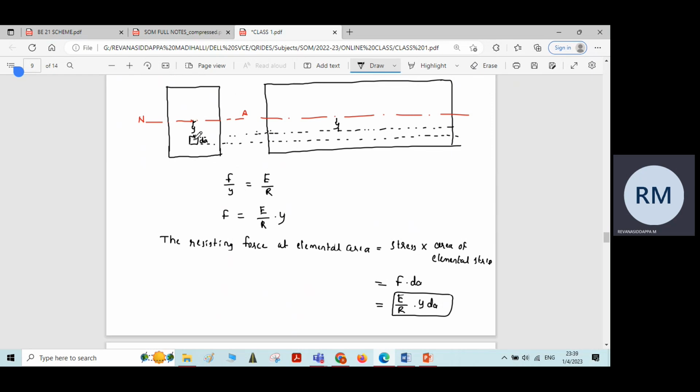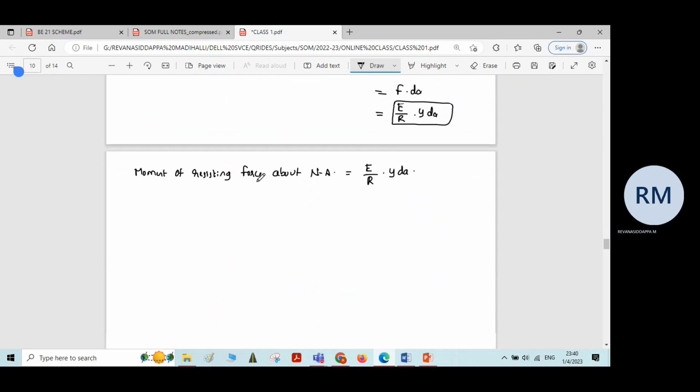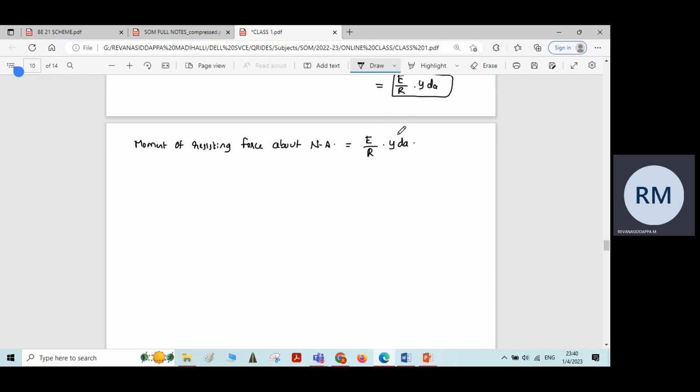That resisting force is acting through this elemental strip. So from this resisting force, the distance to the neutral axis is y again. So the moment of resisting force about the neutral axis is equal to the magnitude of the resisting force multiplied by the perpendicular distance. The perpendicular distance is again y multiplied by y. Therefore it is E by R into y square dA.